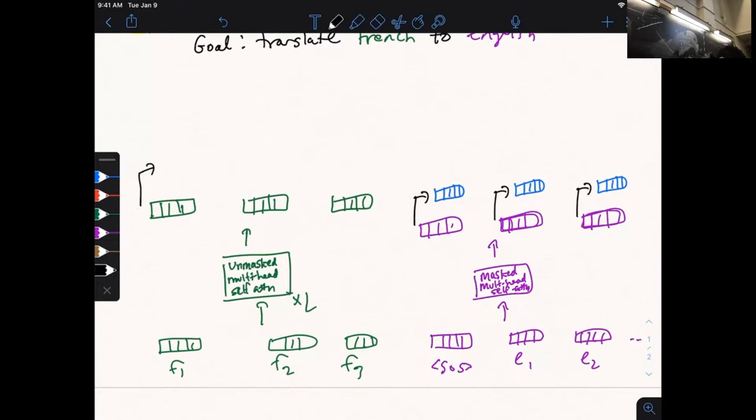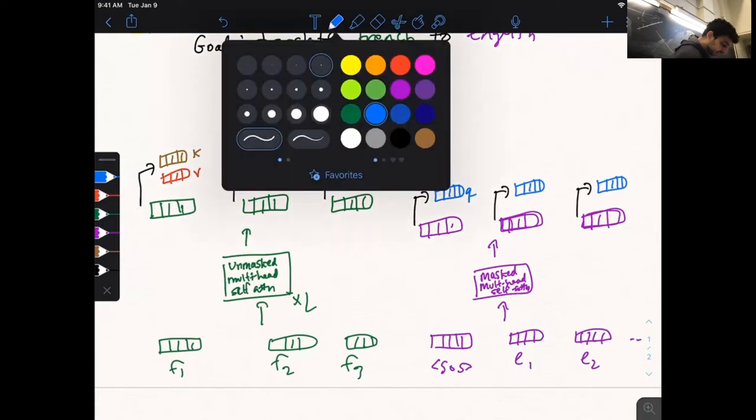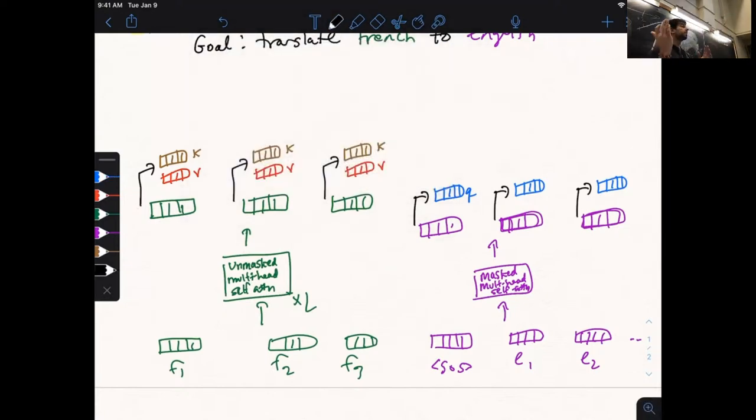So in cross attention, we will project the... Let's say that these are keys and these are values and these blue ones are queries. And so I'm going to project each of these final layer token level representations of the encoder to a key and value for each time step of the encoder. And now I'm just going to do my normal self-attention computations, except the keys and the values are coming from the encoder, not from the decoder, right? So that's the only change that we're making.